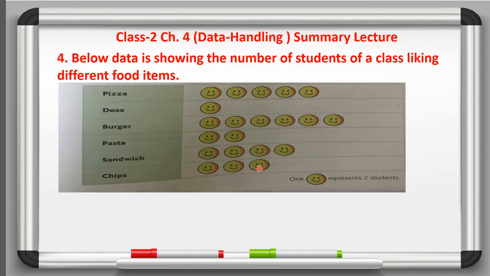1, 2, 3. Only 3 smileys are there. So we will multiply 3 by 2 and 3 2s are 6. It means 6 students like chips. Understood? Now we will give the answers based on this.